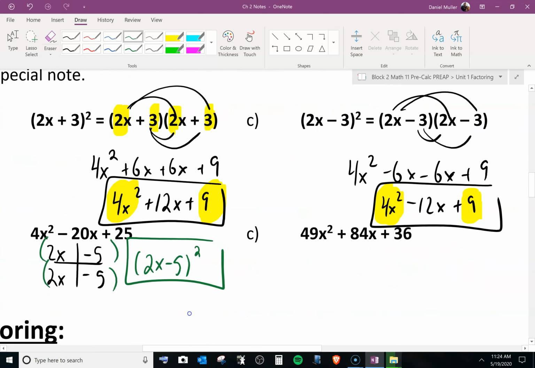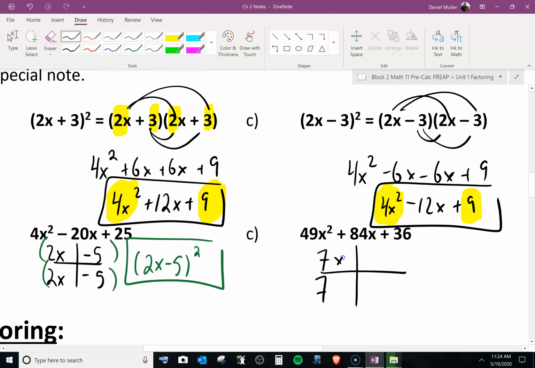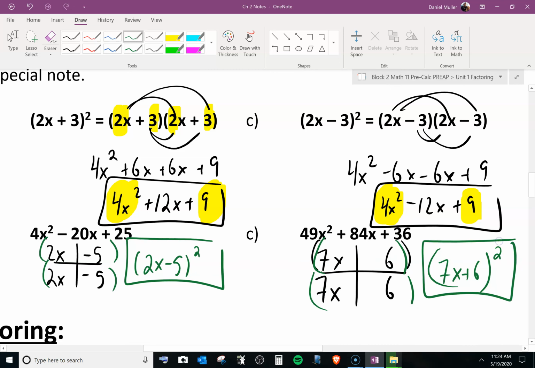And the last one here. Okay, I notice 49 is a perfect number, so the square root of that is 7 and 7. I have to do an x and an x. 36, perfect number, 6 and a 6. And this is 42, and this is 42. And that's what I have. 42 and 42 is 84, and I have an 84. Perfect. So I have 7x plus 6, and another 7x plus 6, so I'll just square it. And there you have it.